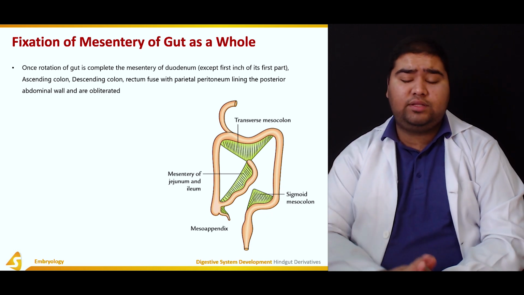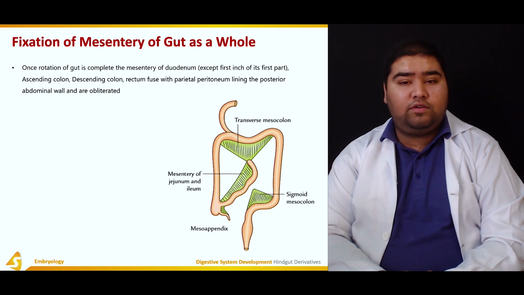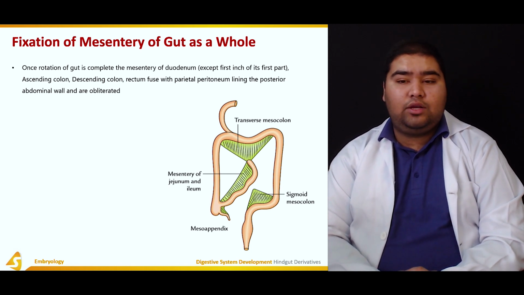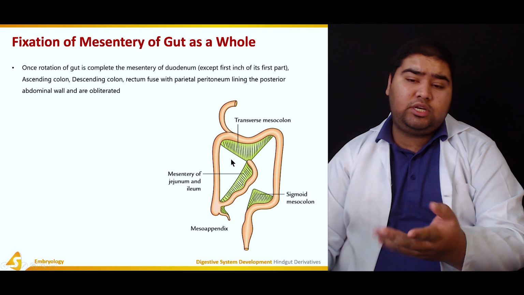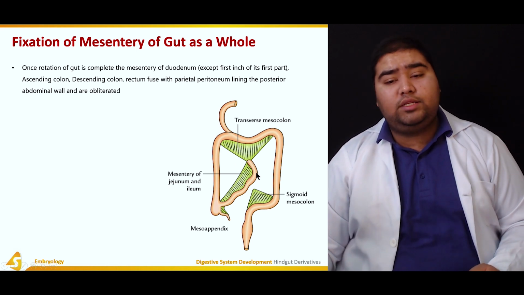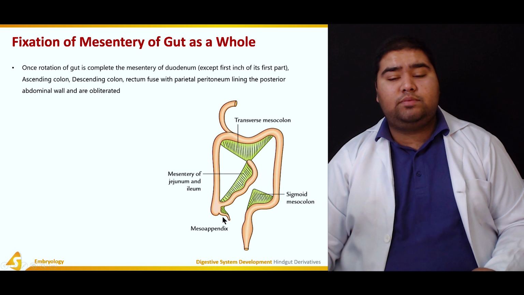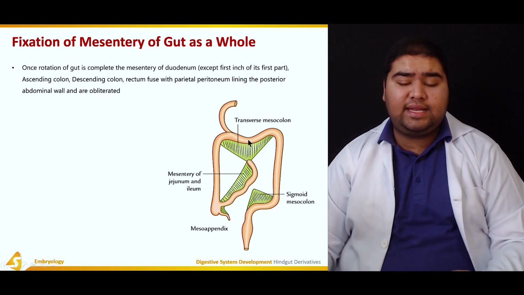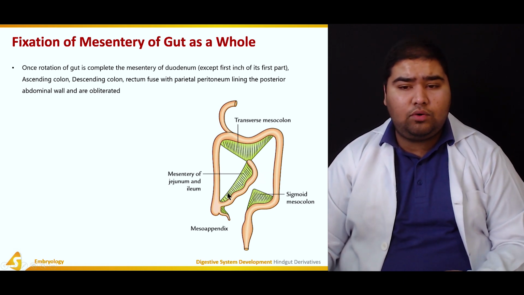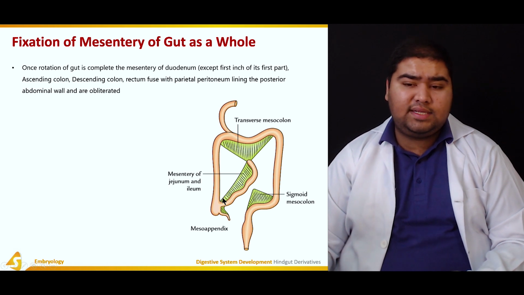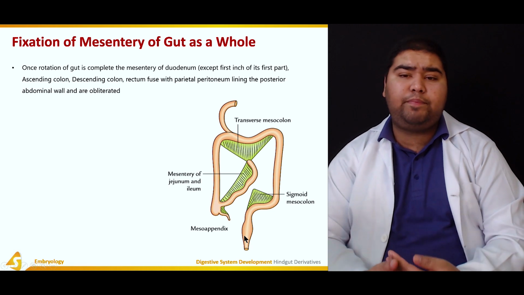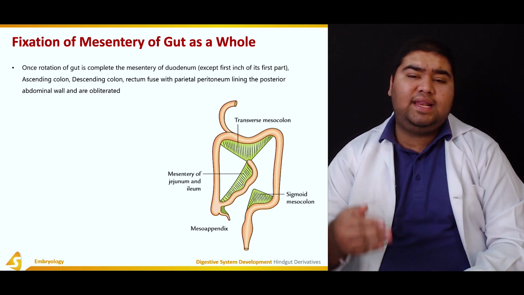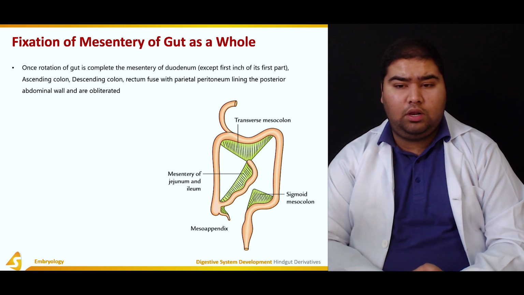the mesentery of the duodenum, except for the first inch of its first part, the ascending colon. So the mesentery of the duodenum lies here somewhere. The duodenum and jejunum are not shown in the figure, only the terminal portion of the ileum is being shown. The descending colon, the ascending colon, and the rectum, they fuse with the parietal peritoneum, which lines the posterior abdominal wall.